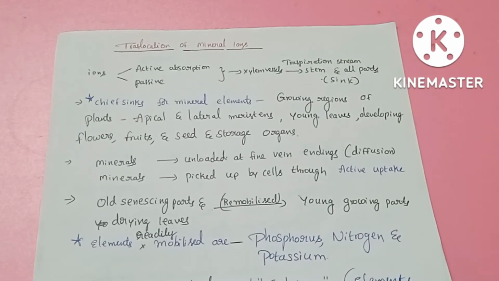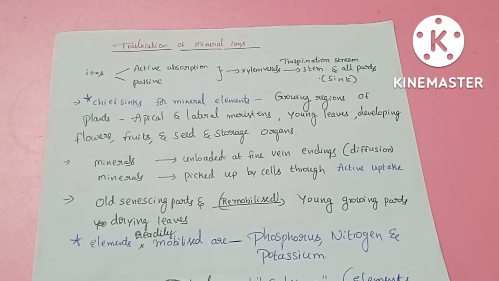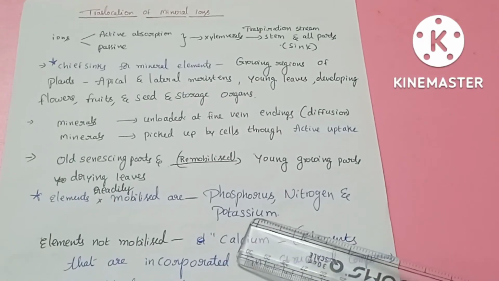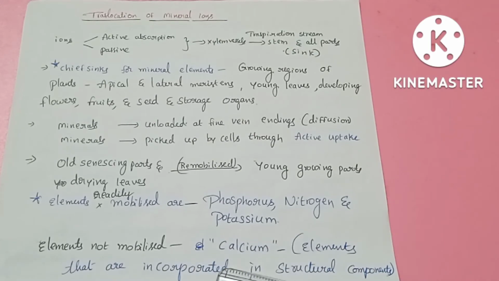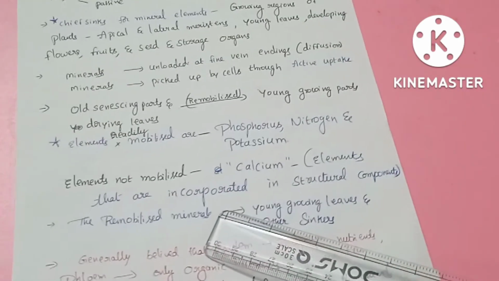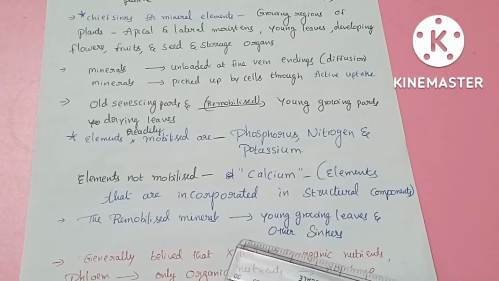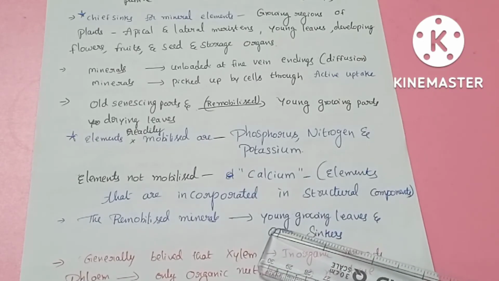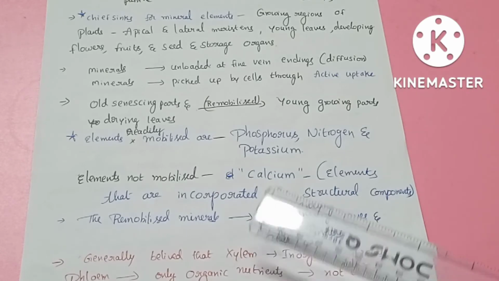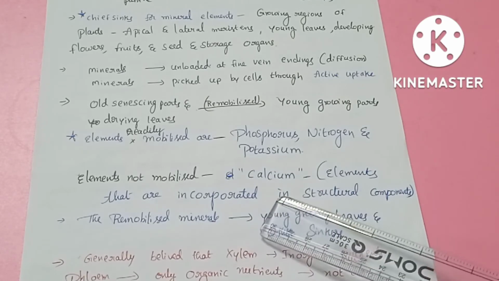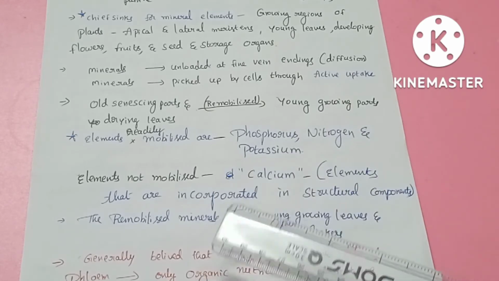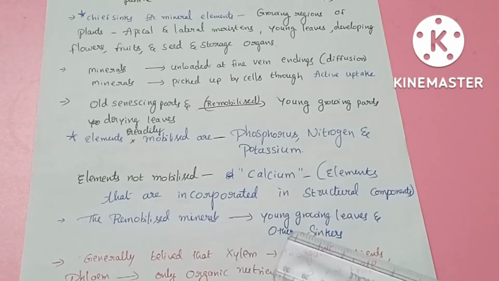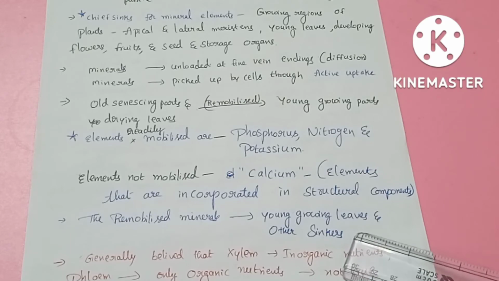And here not all the elements are easily remobilized. Some elements will be easily mobilized. Examples of those elements which are readily mobilized are phosphorus, nitrogen, and potassium. But some elements cannot be mobilized. Those elements are structurally incorporated into compounds. An example of that is calcium. The calcium will not be easily mobilized to the growing regions from the dead parts. These remobilized minerals will reach the young growing leaves or other sinks.